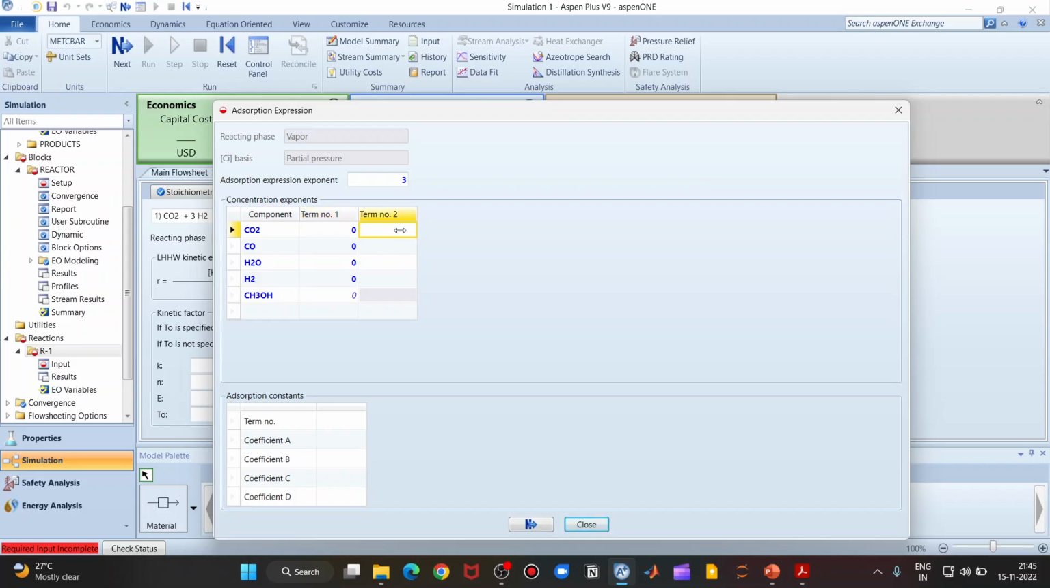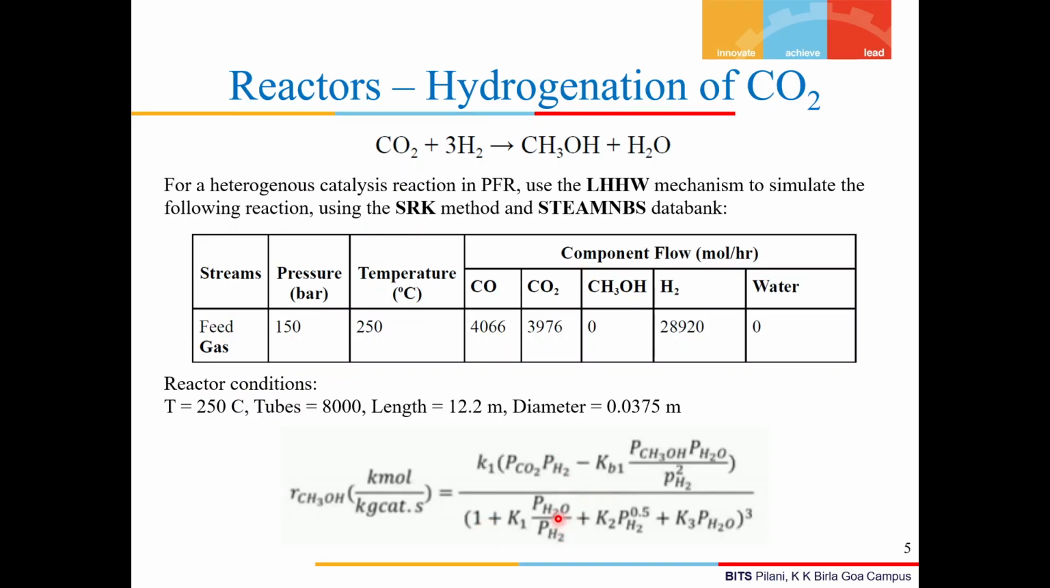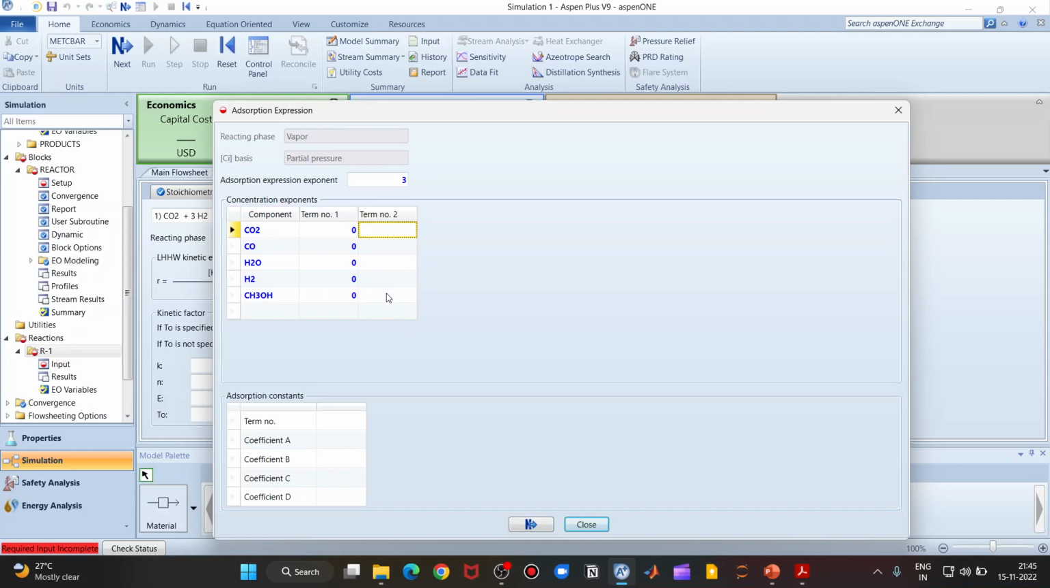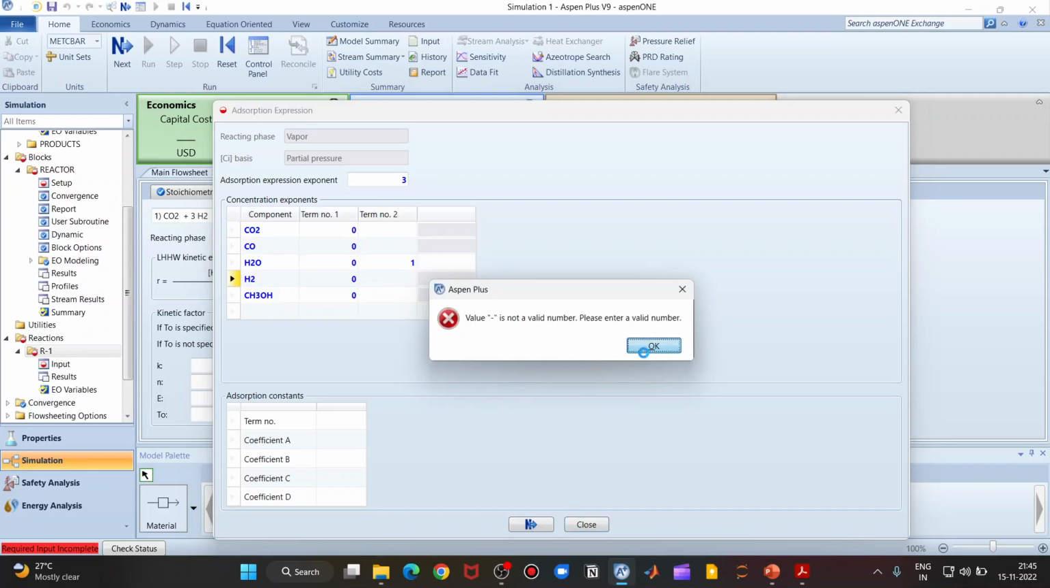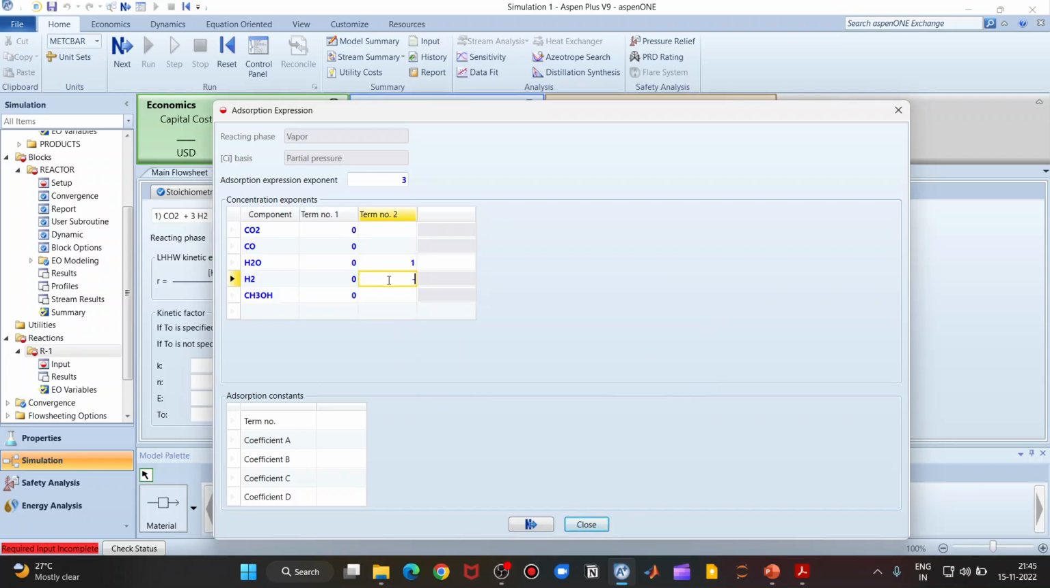Okay, now let's go to term 2. If you see term 2, we have exponent 1 with respect to water and exponent minus 1 with respect to hydrogen. So with respect to water it was 1, and with respect to hydrogen it was minus 1. And with respect to methanol it's again 0, with respect to CO2 it is 0, and with respect to carbon monoxide it's again 0.